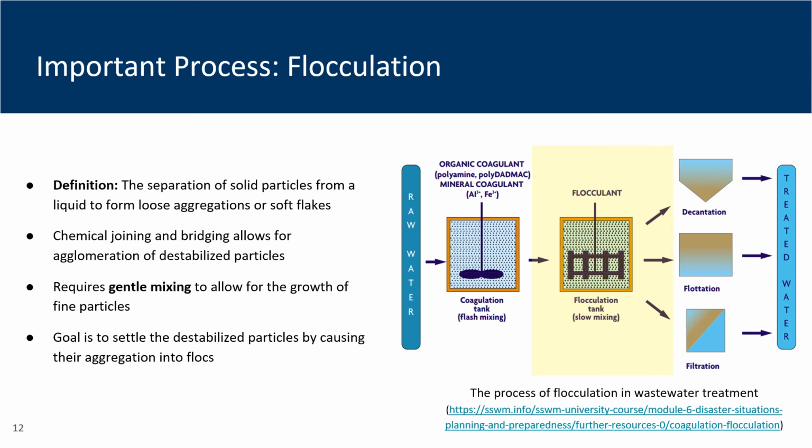The flocs can then settle to the bottom of the liquid, otherwise known as sedimentation, or be readily filtered from the liquid. For this process, slow mixing is done in order for the finely divided destabilized matter to come together and allow for the growth of the flocs to take place. The end goal for this process is to cause the fine-moving destabilized particles to come into contact and become large, readily settleable flocs.